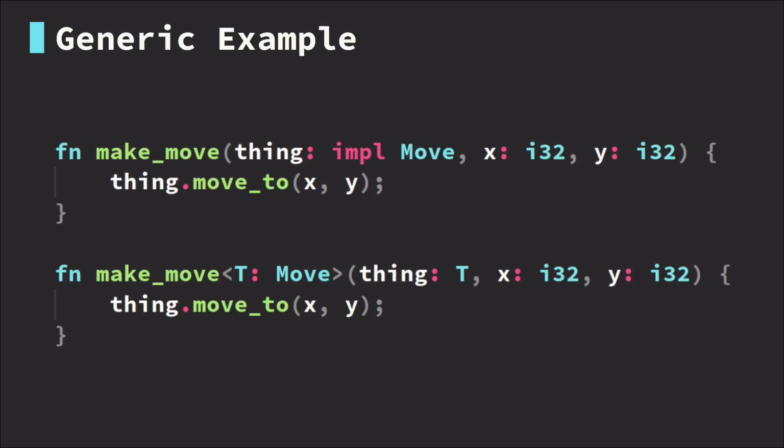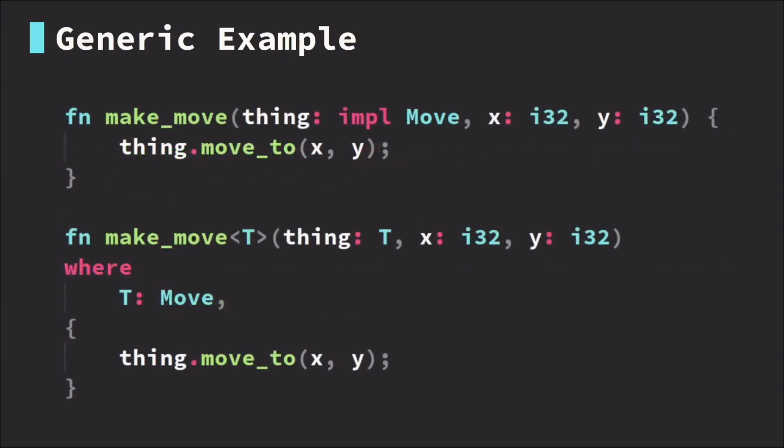In the function parameters, we set the thing to be of type T, which is our generic parameter T, and it must implement the Move trait. What this does is tell the compiler that we are declaring a generic parameter called T. It must implement the Move trait, and we are using this type here as the thing in our function.